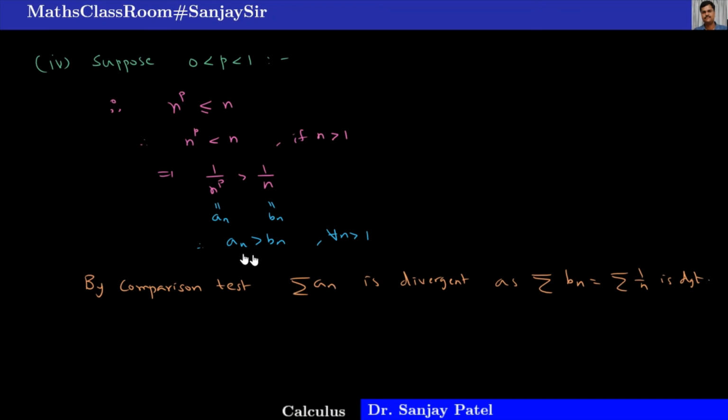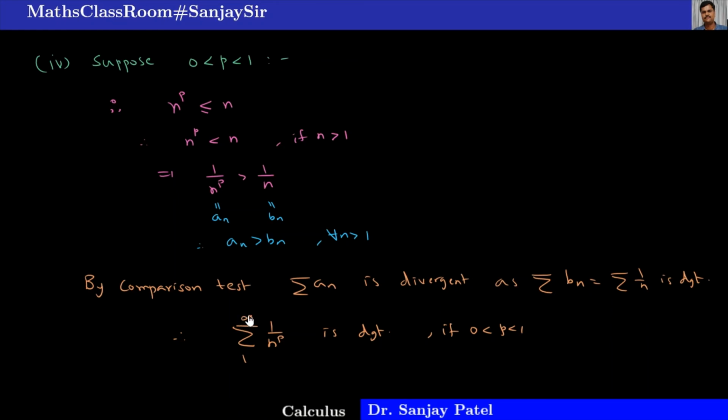By comparison test, because of this condition, sigma An is divergent. If we have this condition, say An greater than Bn, and if you keep on adding A1, A2, A3, and similarly keep on adding all these inequalities, then A1 plus A2 plus A3 and so on is greater than B1 plus B2 plus B3 and so on. So sigma An is greater than sigma Bn. But sigma Bn is infinity, it is divergent, so sigma An is even more than that, so it is also infinity, or it is divergent. So in this case, sigma 1 upon n raised to p is divergent if 0 less than p less than 1 is proved for n equal to 1 to infinity.